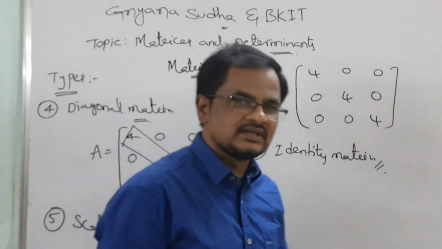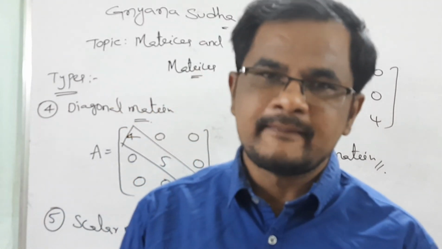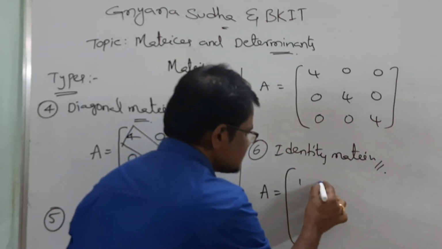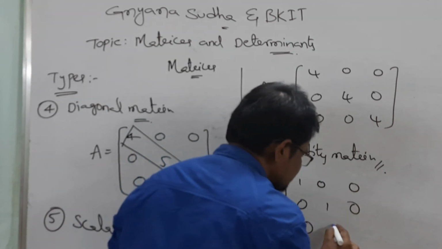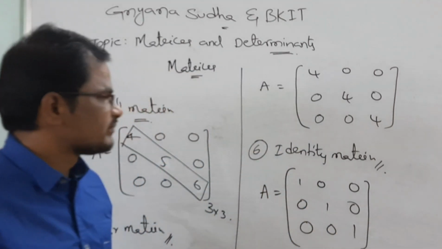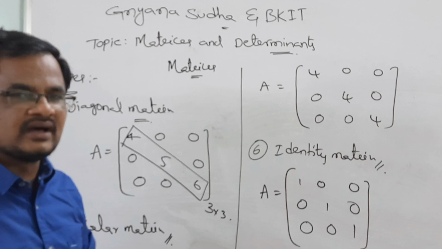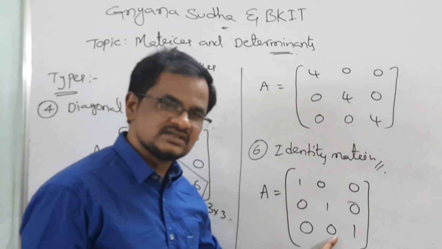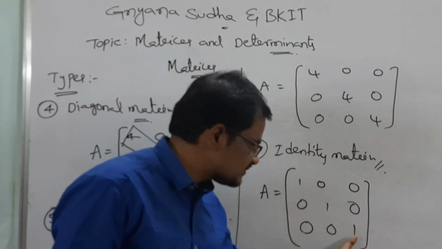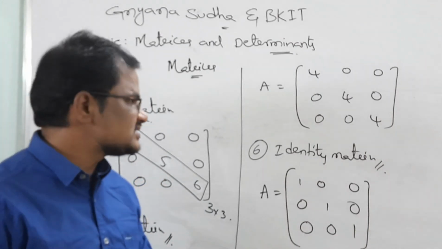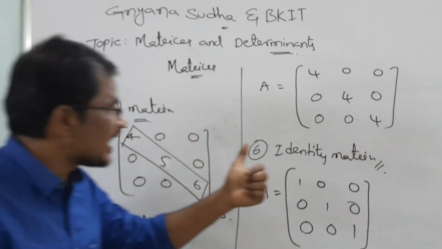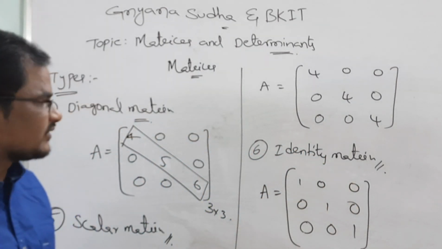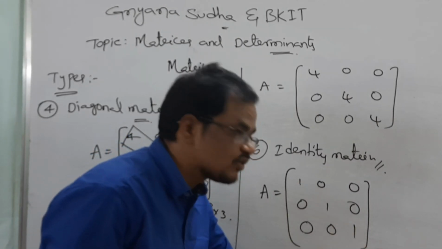Identity matrix, right? A square matrix is said to be the identity matrix. If you take one example, you will get the idea. Here also: 1 0 0, 0 1 0, 0 0 1. A square matrix is said to be the identity matrix if its non-diagonal elements are 0 and its principal diagonal elements are 1, right? Otherwise, a diagonal matrix is said to be the identity matrix if its diagonal elements are equal to 1.